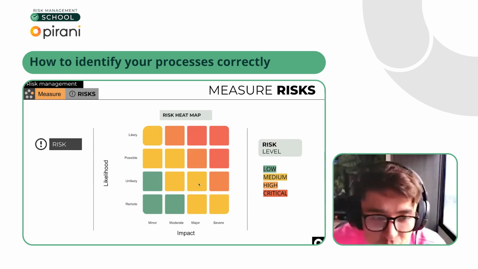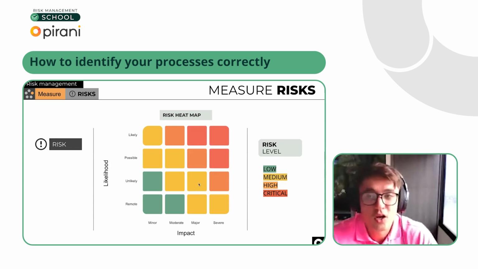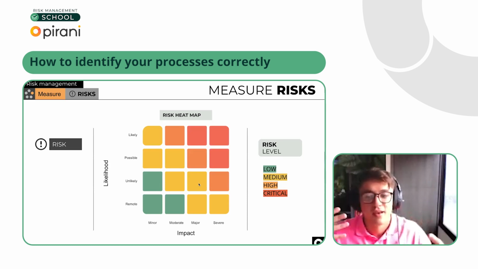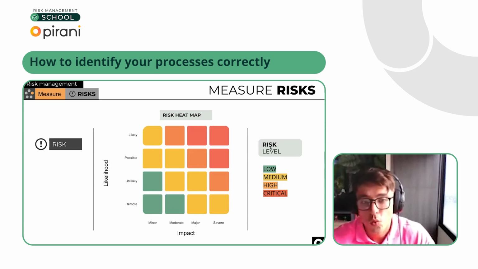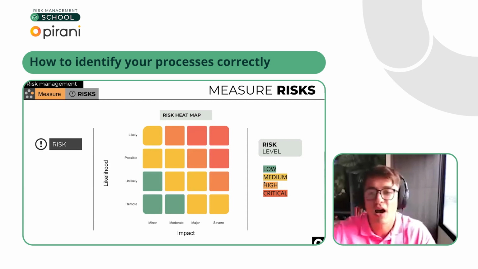And of course, I need to understand what is the color of my risk heat map. I need to define the risk level. So what is for me a risk level low, medium, high, or critical? Or maybe I'm going to do only with three colors or four or five or whatever.